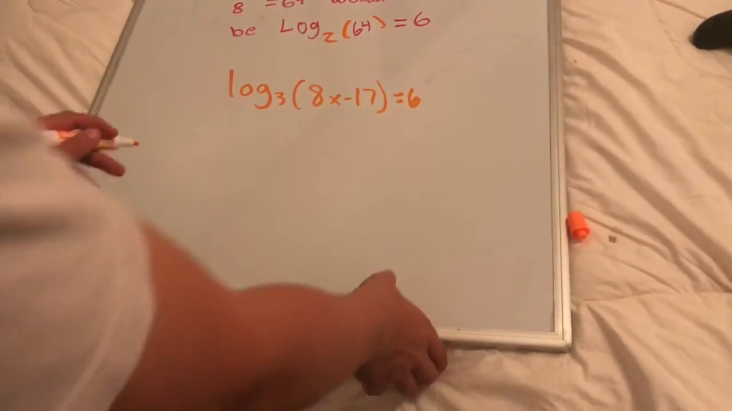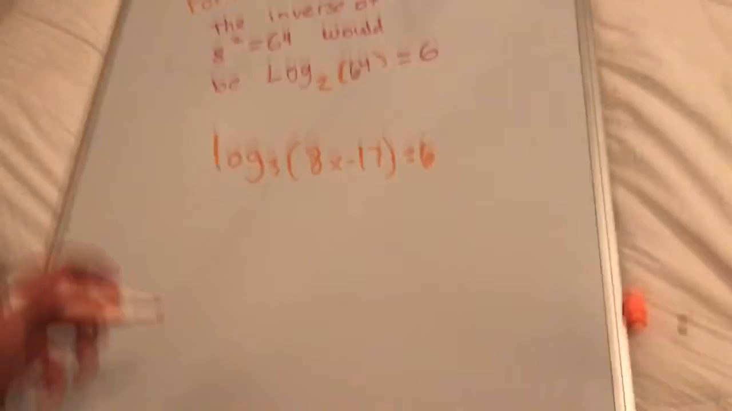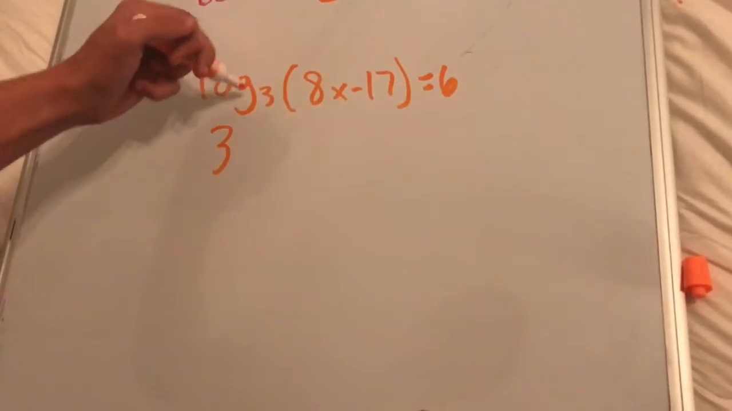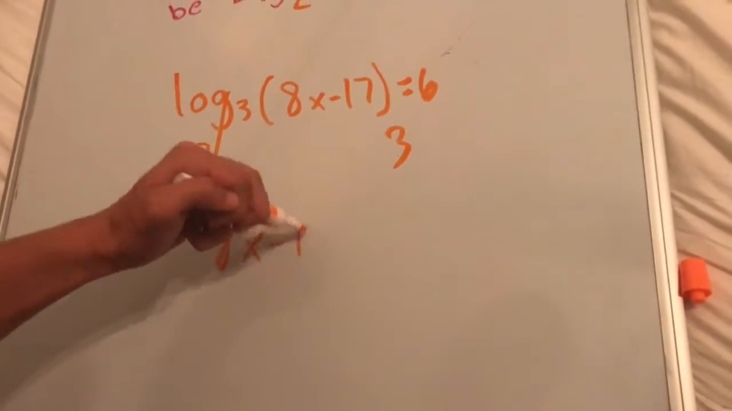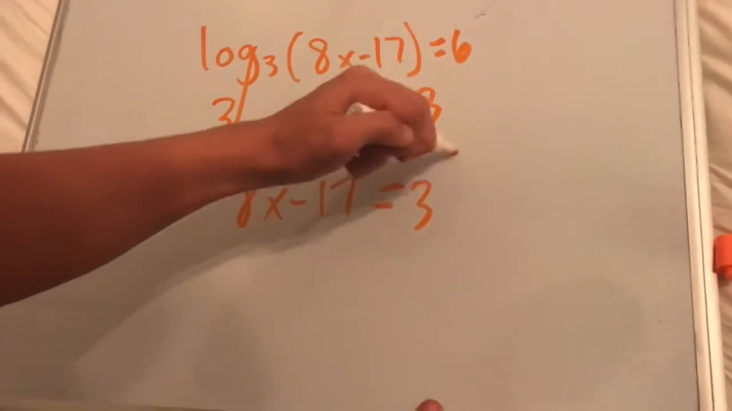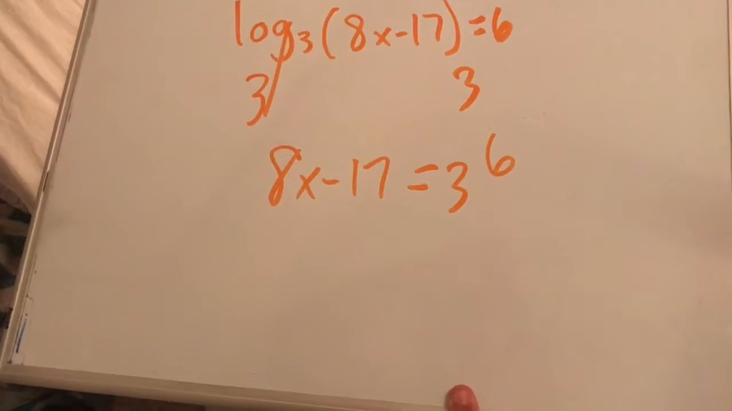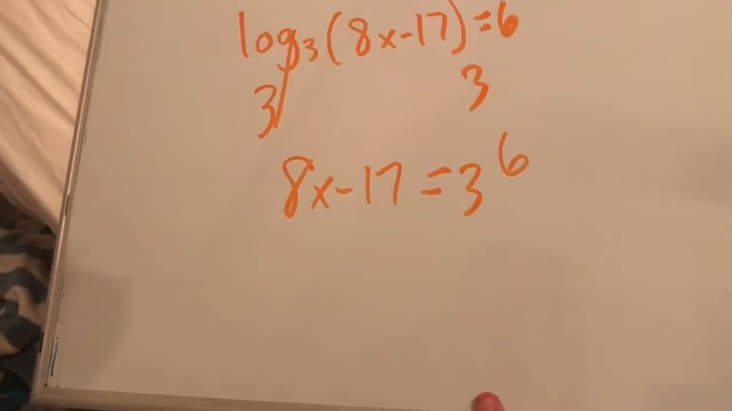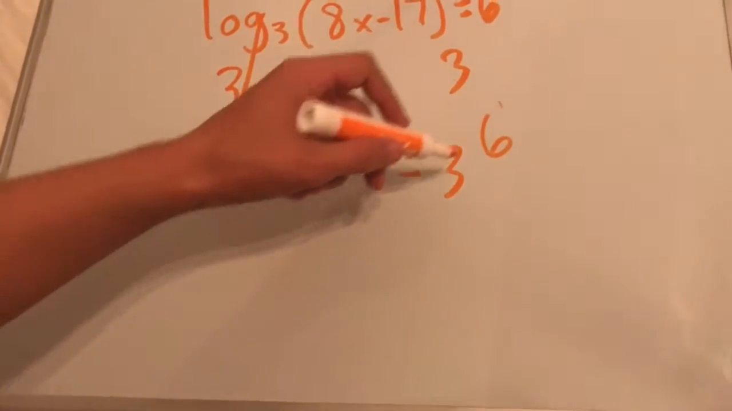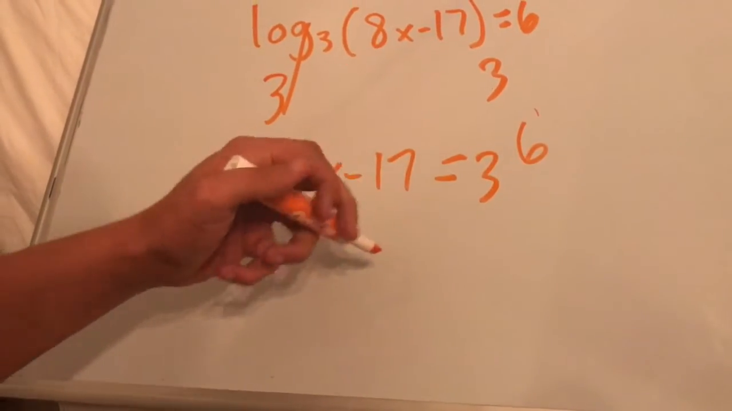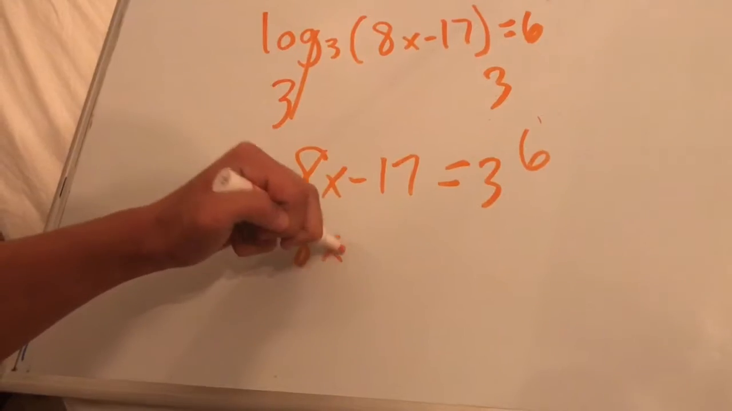Alright, so what you want to do is get rid of the log base 3, so you're going to raise the base 3 on both sides, so you get 8x minus 17 equals 3 to the 6th. Next we're going to find 3 to the 6th power, which is 729.